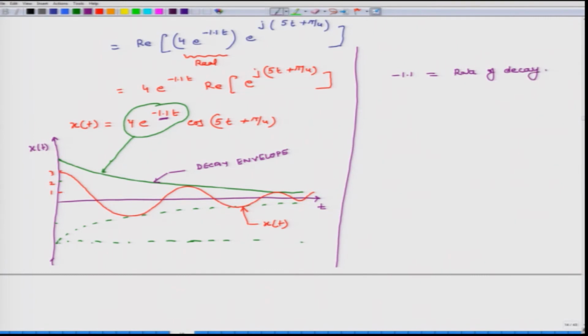The next thing is 4. What is 4? 4 is the maximum possible value of this function. If this 5 pi by 4 was not there, then the value of this function would have been 4 at t equal to 0. So, this is the maximum value of x(t) if the phase was 0.